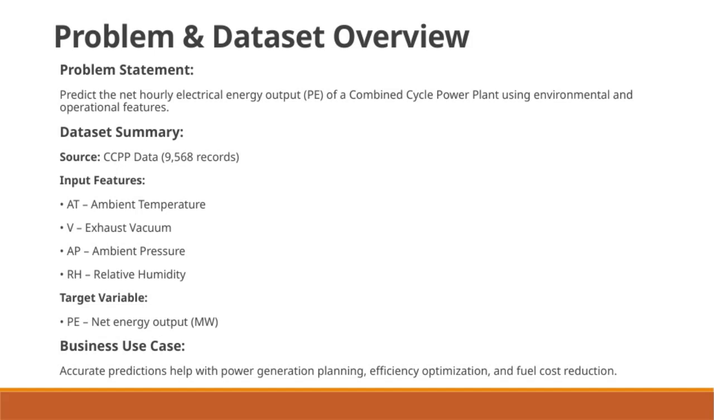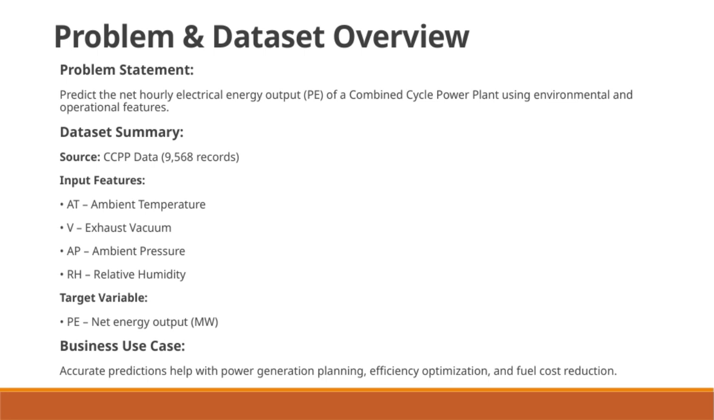Let's take a closer look at the problem we're addressing. Our goal is to predict the net hourly electrical energy output, or PE, of a combined cycle power plant. To do this accurately, we need to consider various environmental and operational features that influence the plant's performance.